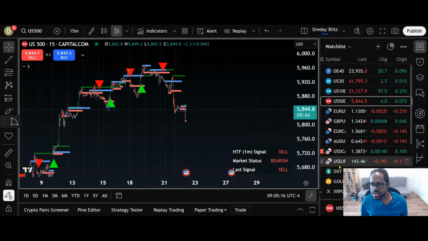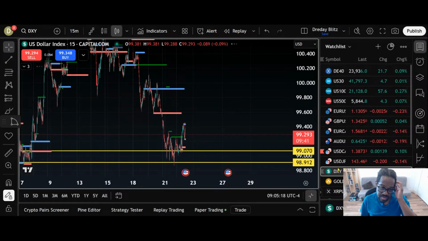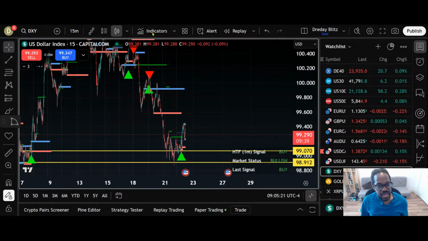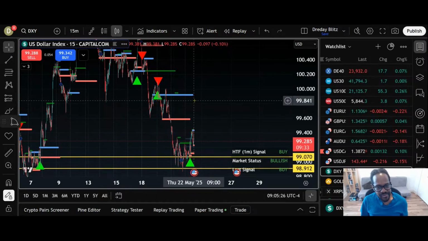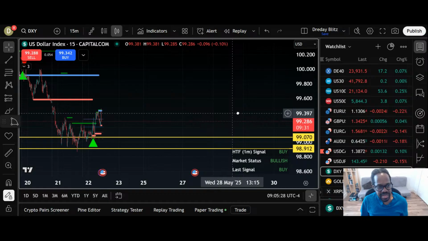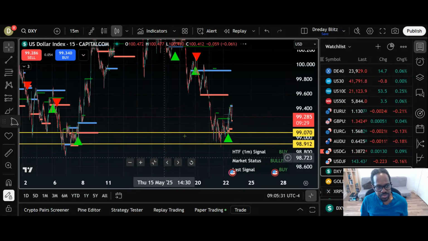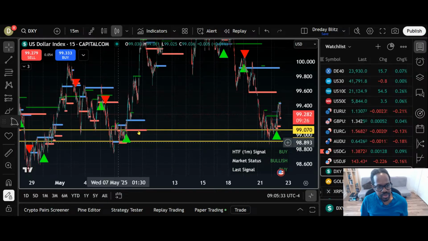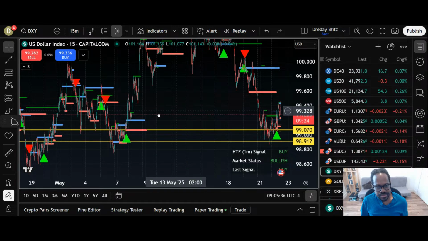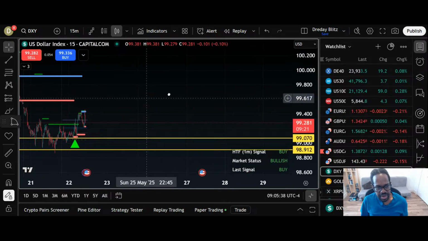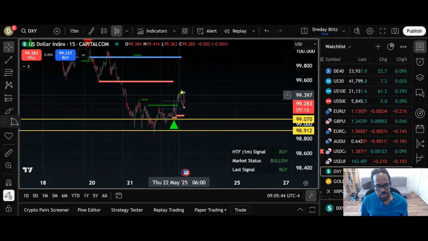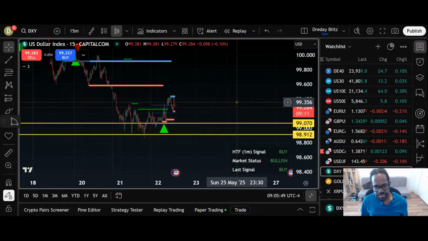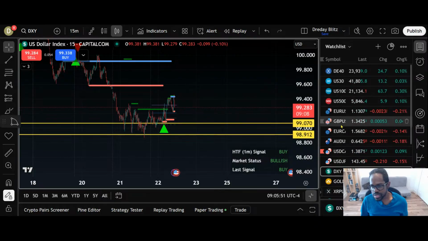Perfect. And let's look at the DXY. DXY was going on a sell since Monday, and then hit a support zone that was the previous low here, and now started to bounce off of it, consolidated a little bit for a day or so, and now we had a buy signal here. That means we're expecting to go short on EURUSD and GBPUSD.